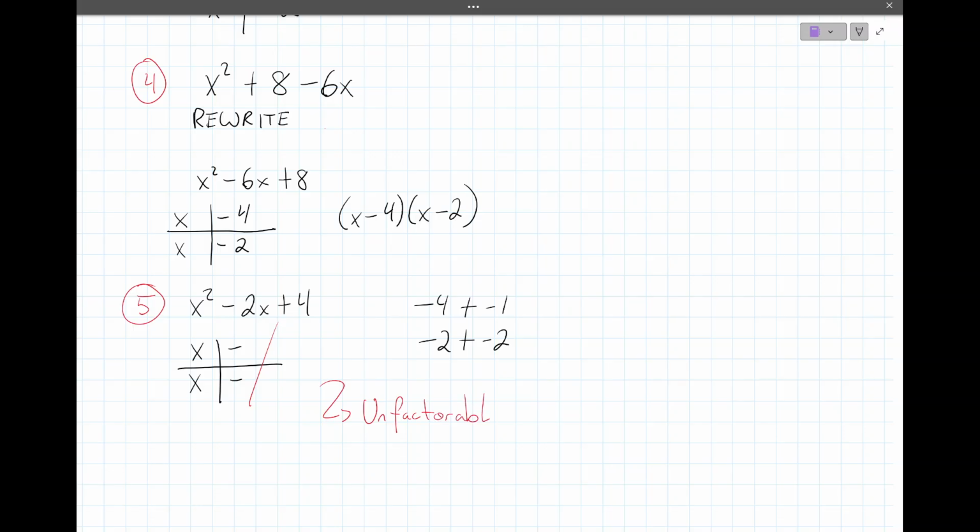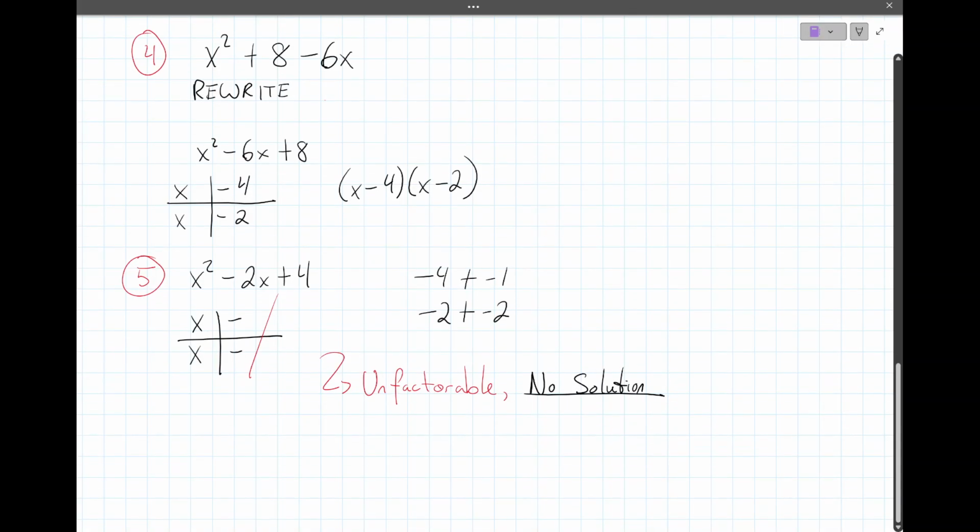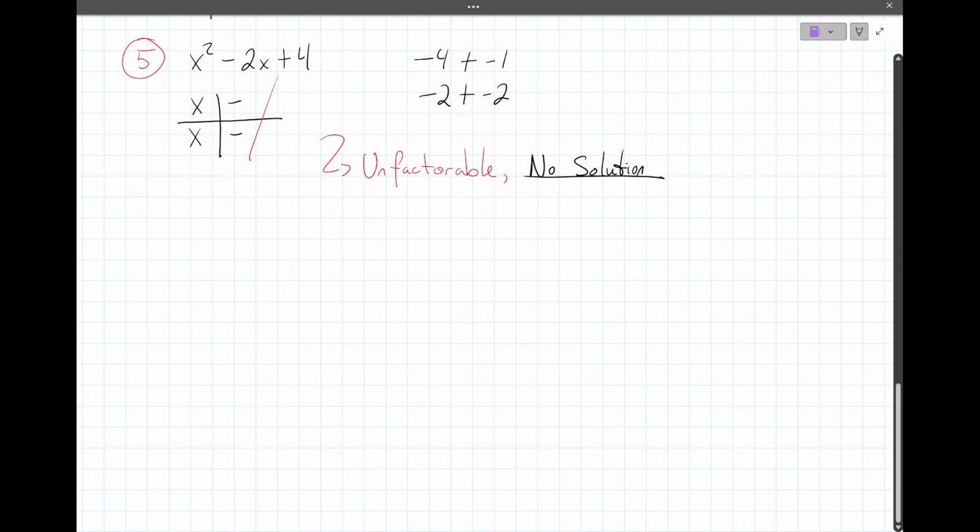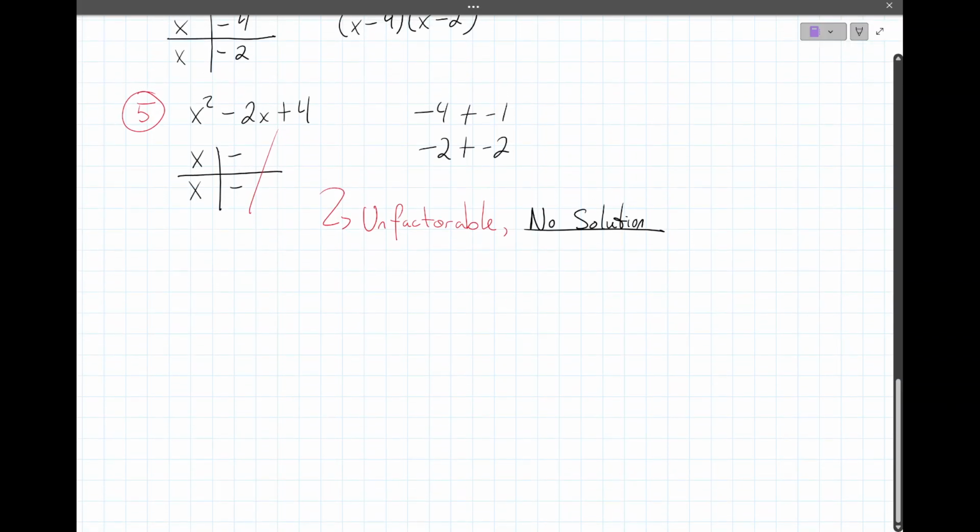We're going to see later why things are unfactorable. So this is unfactorable, no solution. We'll just leave it there. Good. Next up, number 6. Let's try this out.